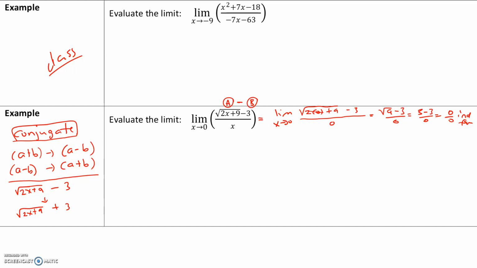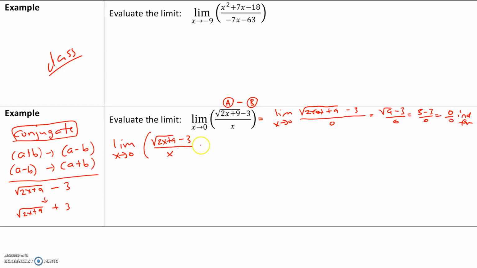Okay, that's what the conjugate is. Same terms, different sign. So here's a little trick we can try using. It may or may not work, but let's try it. We have the limit as x approaches 0 of radical 2x plus 9 minus 3, all over x.